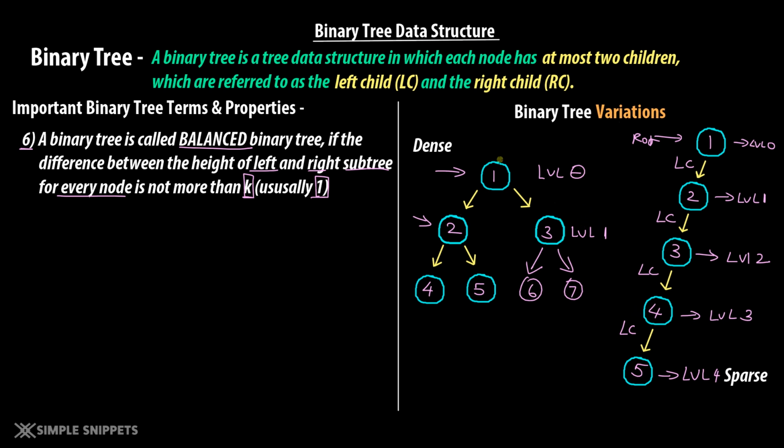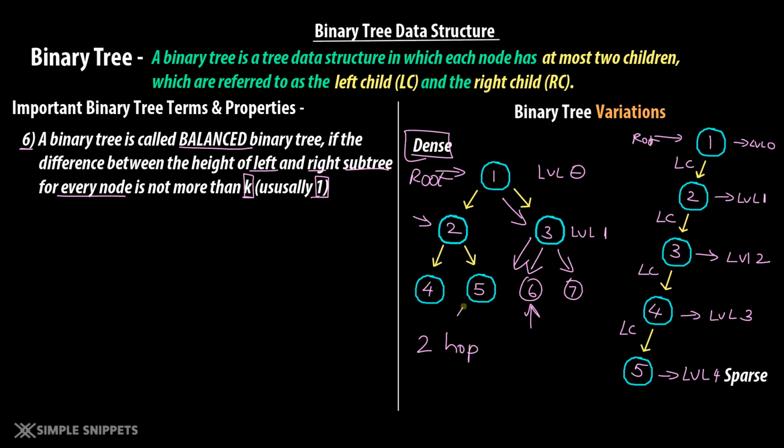But now if you want to traverse to node 6 in the dense tree, how many hops do you require? You will obviously start from the root. The root is node 1. So you can see you'll go from 1 to 3 and you'll go from 3 to 6. So you require 2 hops.